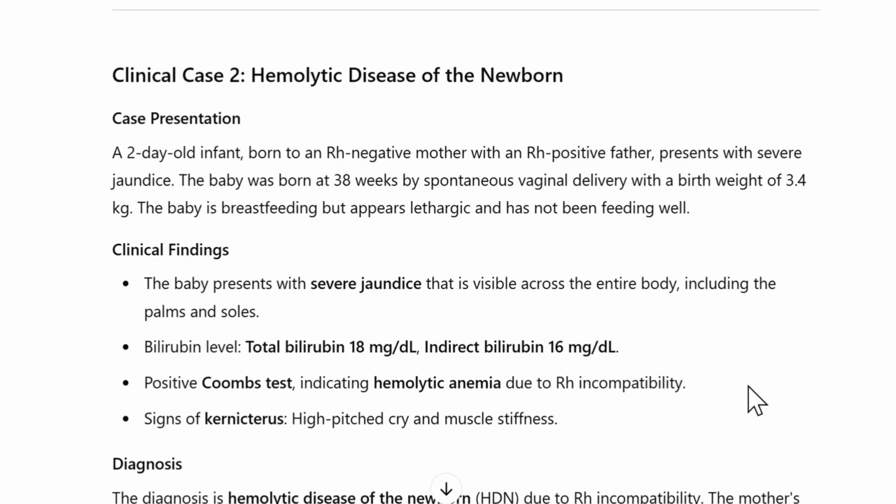Clinical findings. The baby presents with severe jaundice that is visible across the entire body, including the palms and soles. Bilirubin level: total bilirubin 18 mg per liter, indirect bilirubin 16 mg. Positive Coombs test indicating hemolytic anemia due to Rh incompatibility. Signs of kernicterus: high-pitched cry and muscle stiffness.